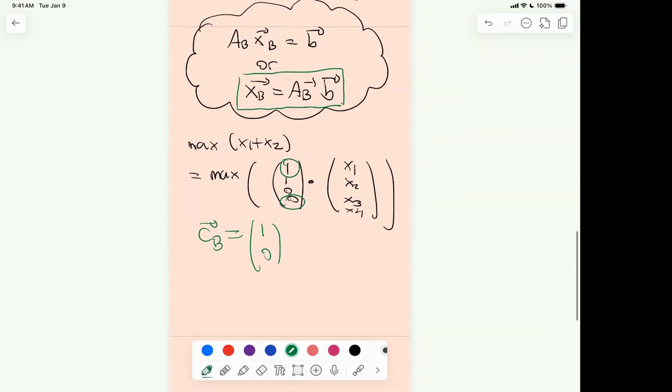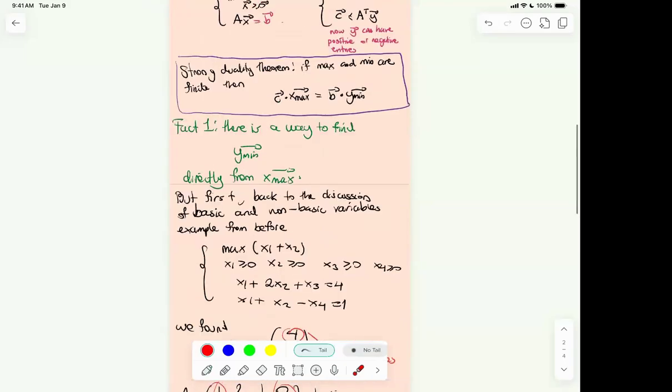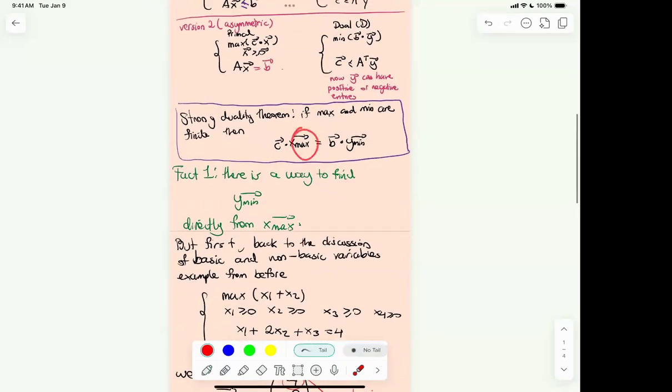So now, as I was saying, my goal is this: if you know where the max occurs, if you know the vector that maximizes this function, you can immediately find a formula for the vector that minimizes the function in the dual. So that's kind of nice to know.